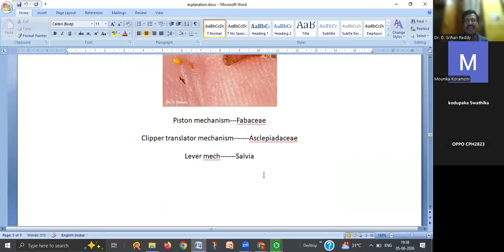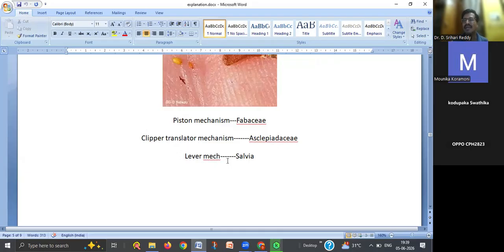So you can see here, I have written three kinds of the important mechanisms usually which are asked in the competitive exams. Piston mechanism is observed in Fabaceae. And clipper translator mechanism, sometimes it is also called as translator mechanism. In the Asclepiadaceae family, we observe this kind of mechanism. And one more important mechanism, that is lever mechanism.